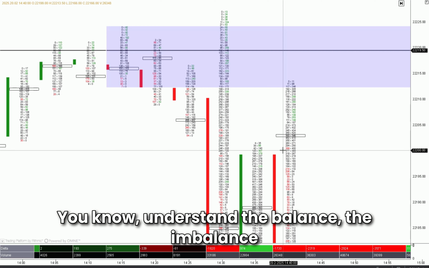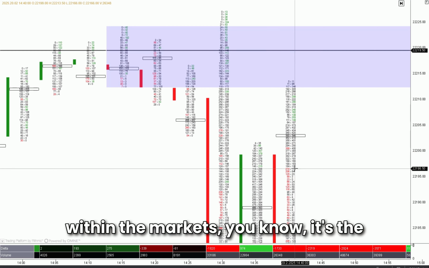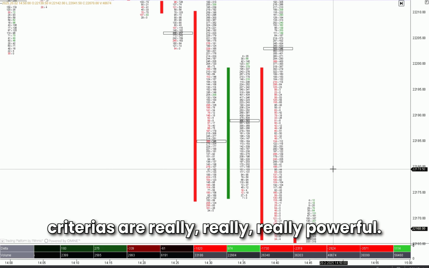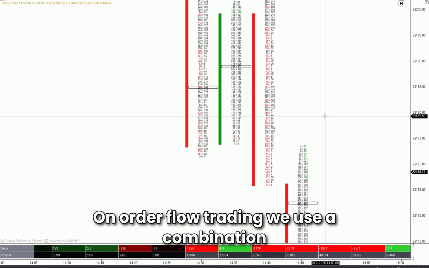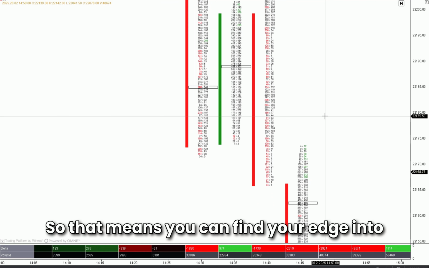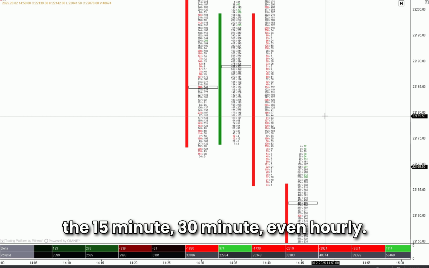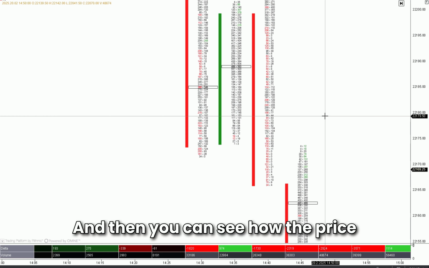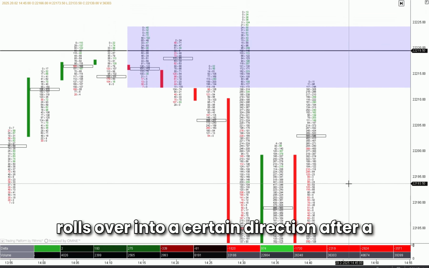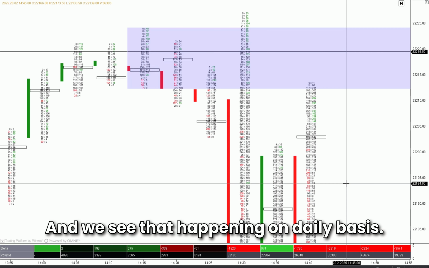Understand the balance and the imbalance within the markets. The criteria are really powerful. In order flow trading, we use a combination of the lower time frames based on the higher time frame momentum, of course. So you can find your edge in the bias of the higher time frames, such as 15-minute, 30-minute, even hourly. And then you can see how the price rolls over into a certain direction after a deep liquidation in price. And we see that happening on a daily basis.